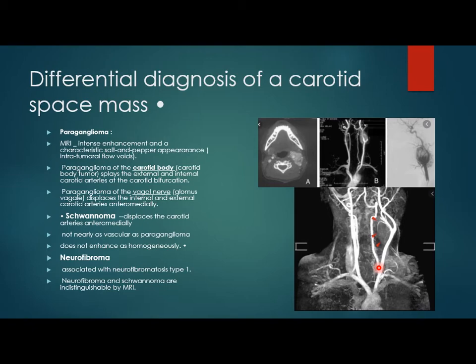Differential diagnosis of a carotid space mass: we have paraganglioma, schwannoma, and neurofibroma. Paraganglioma MRI appearance: there is intense enhancement and a characteristic salt and pepper appearance due to intratumoral flow voids.